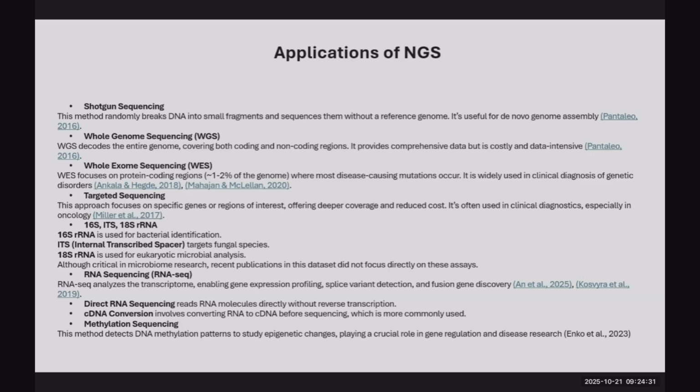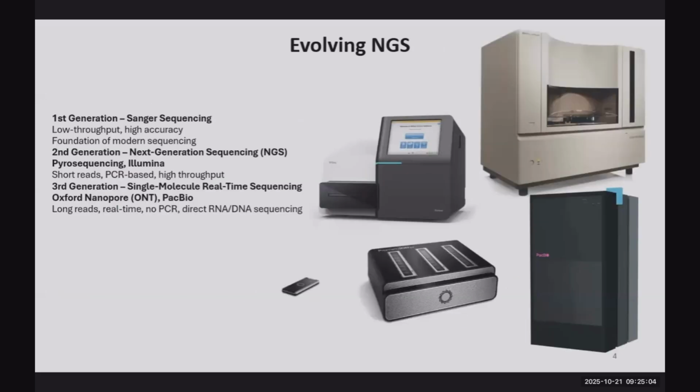And you can do direct RNA sequencing without reverse transcription, cDNA conversion, and methylation sequencing. Recently, that's the big thing. You can sequence the whole methylation pattern without even doing the conversion. Using these long-read sequencing technologies, you don't need to do bisulfite conversion. You can sequence it from the signal that you are getting. You can find out which parts are methylated, which parts are not methylated. This is the new application of the sequencing technologies.